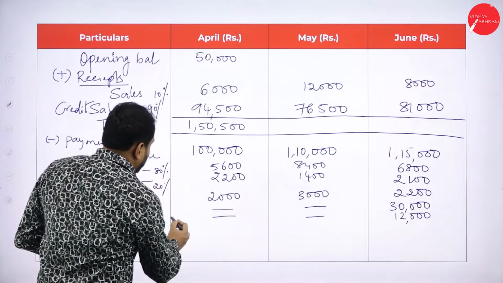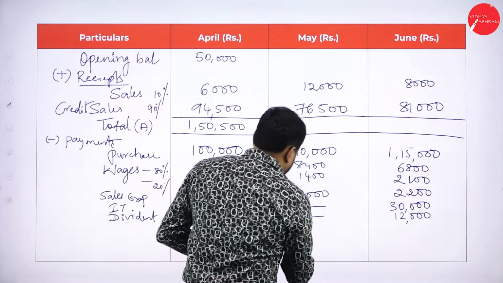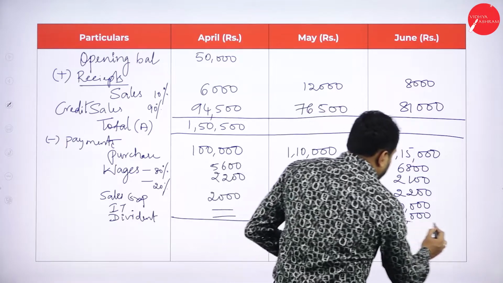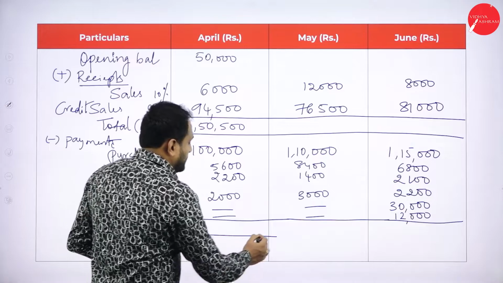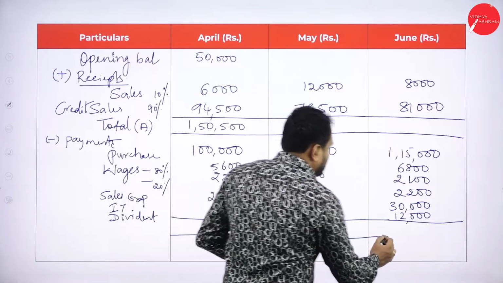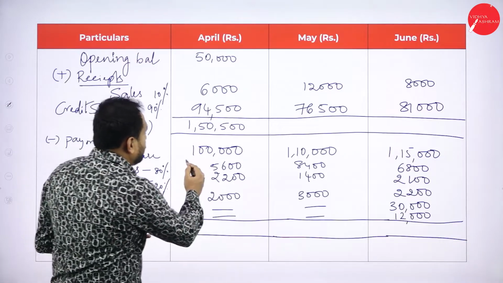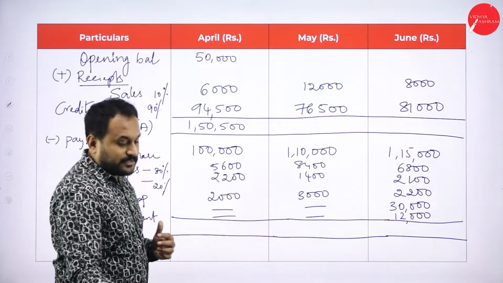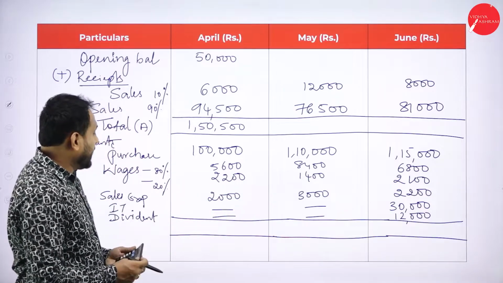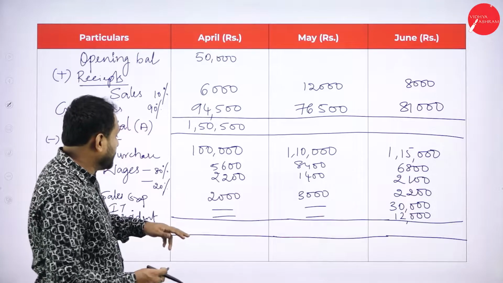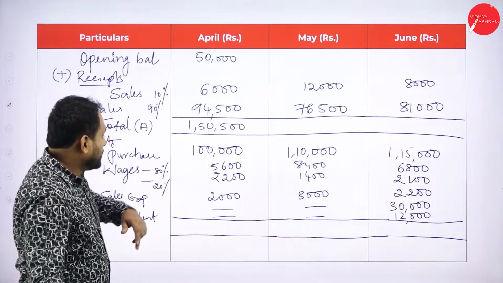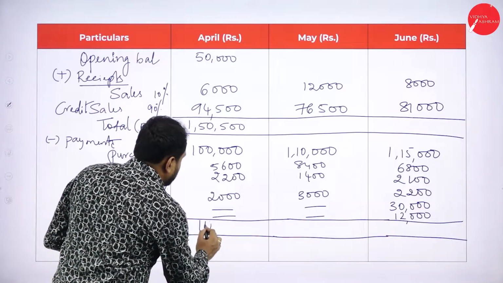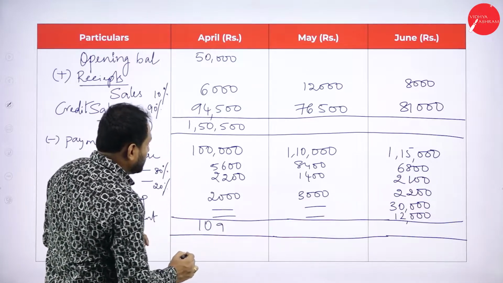Now whatever we calculate here, this is called the total of B, that is total of payments. So let's calculate here. Now we have 1,05,600, 2,200 and 2,000. So here 2 plus 2 is 4, 4 plus 5 is 9, 9, 8. So it is 1,09,800.